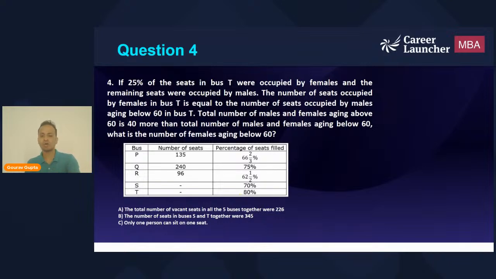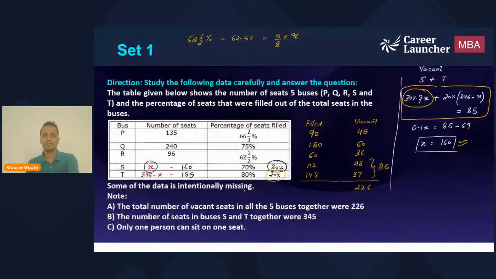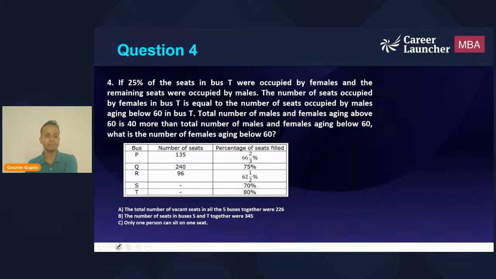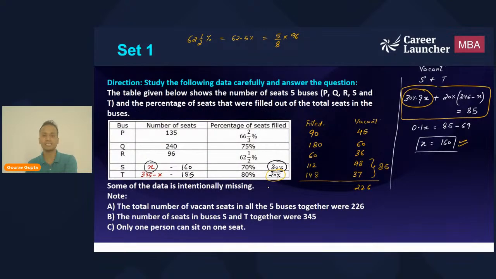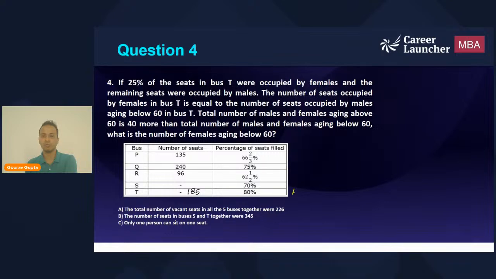Now, in this question, they are talking about bus T. Bus T, total number of seats is 185. I'll write these numbers. So, total number of seats is 185, out of which 148 seats are filled and 37 are vacant. 148 are filled and 37 are vacant.